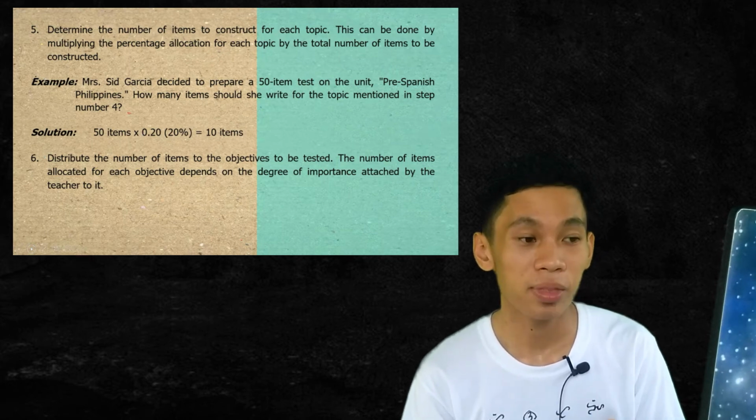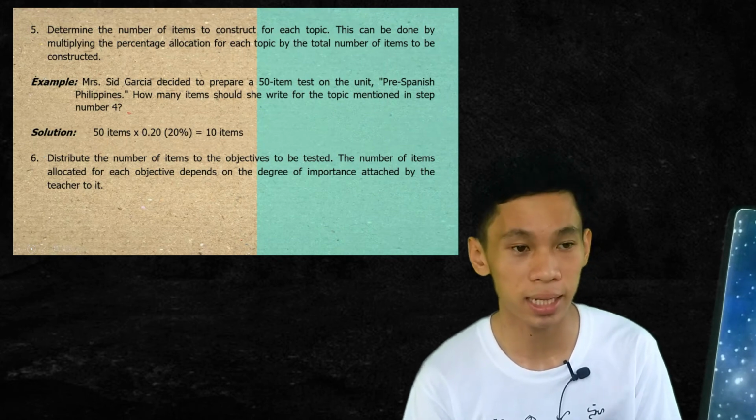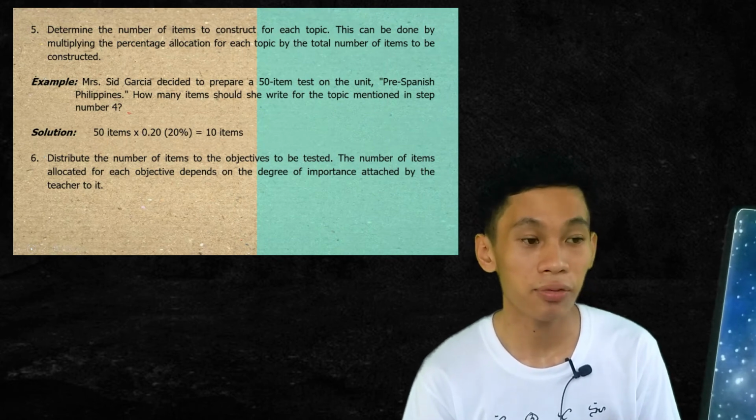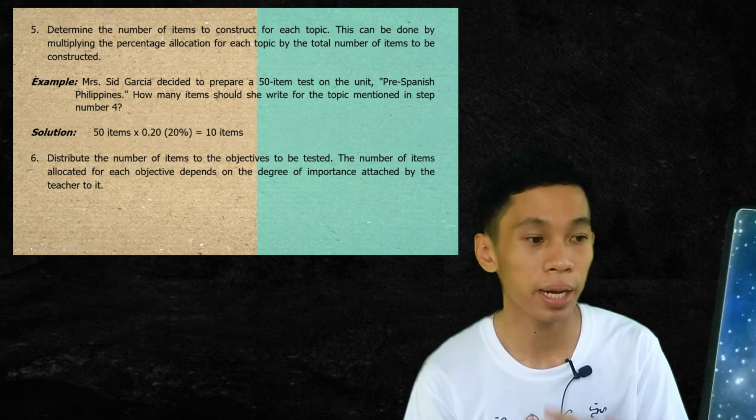The last step, distribute the number of items to the objectives to be tested. The number of items allocated for each objective depends on the degree of importance attached by the teacher to it. So, I will flash an example of my TOS, okay, in the subject Rizal's Life and Works during the prelim, okay?